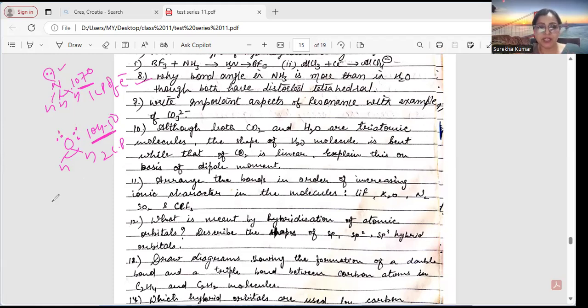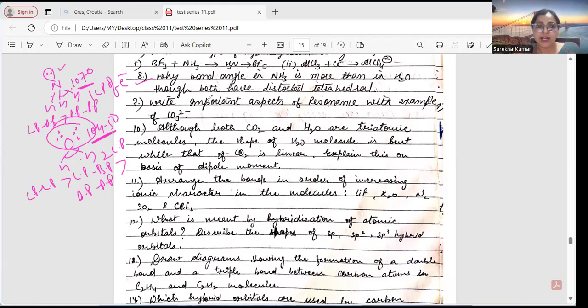Lone pair-lone pair repulsion in water is more than lone pair-bond pair repulsion, which is more than bond pair-bond pair repulsion. But in ammonia, only two repulsions are there: lone pair-bond pair, which is more than bond pair-bond pair. Right? So this is the answer. No doubt both of these are distorted tetrahedral, but because of the presence of two lone pairs in water, its bond angle is lesser than that of ammonia, which is having only one lone pair of electrons.